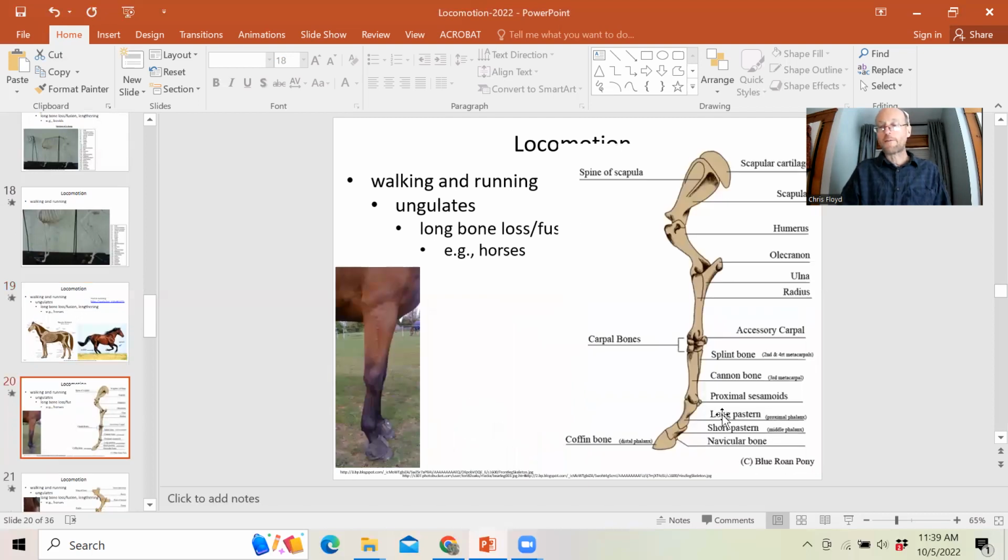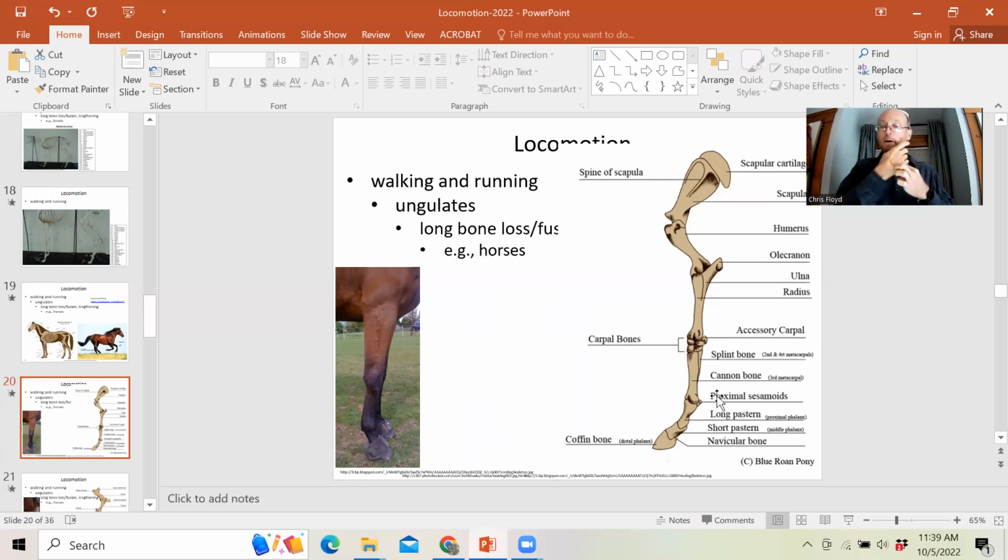So here's what we'll have in lab. We have horse limbs to look at here. This is the most extreme example of fusion. You have, for example, a cannon bone. What the heck is a cannon bone? Cannon bone is the third metacarpal. So that's your thumb is 1, forefinger 2, middle finger is 3. So horses have a middle finger only. They've lost all the other fingers.